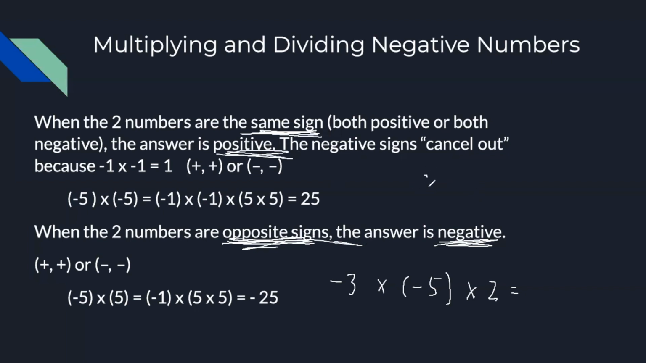So we have some 30s and we have some negative 30s. Which one is right? Think about it a little bit more. 30 or negative 30.